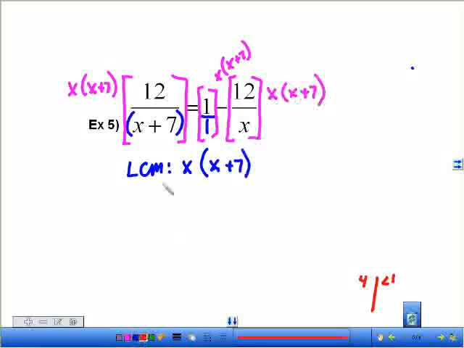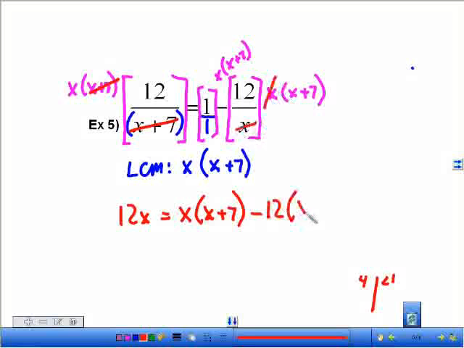We do this so that our denominators will cancel out. So when I'm multiplying the LCM times 12 over x plus 7, the x plus 7 cancels out, and I'm left with 12x. Over here, I have 1 times the LCM, so that's going to be x times x plus 7 times 1. We don't have to write that. Now I have the minus 12. Right here, the x's cancel out, and I'm left with 12 times x plus 7.